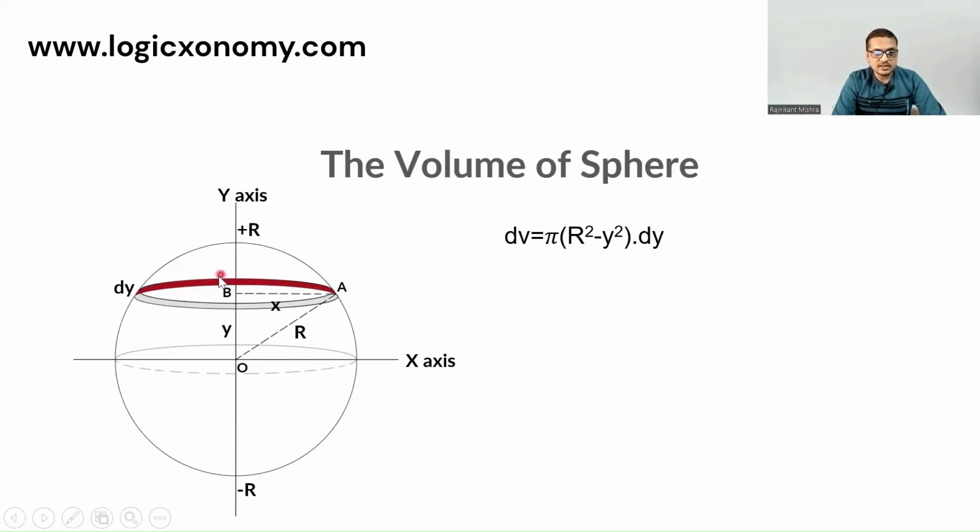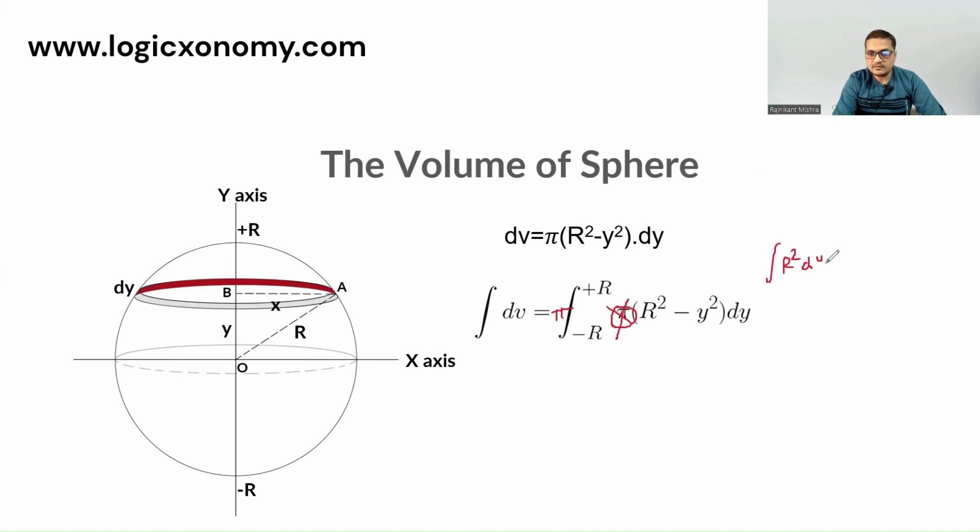Now we have to find the volume of the whole sphere. For it, we have to add the volumes of all such plates from minus r to r. Here we use the concept of integration. Integrate both sides with limits minus r to r. Integral of dv is equal to integral from minus r to r of pi (r square minus y square) dy. Here pi is the constant, so take it out. Integration of r square dy is equal to r square y. Integration of y square dy is equal to y cube by 3.